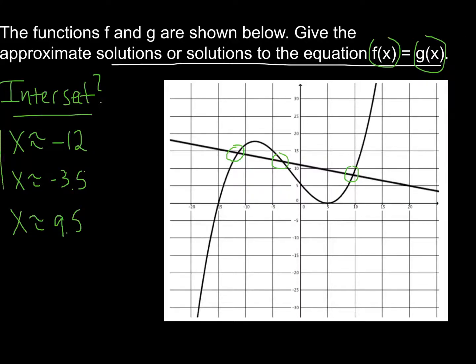And so the points where they intersect, where f of x and g of x are equal, is at approximately these 3 points. Notice that they didn't tell you which was f and which was g. It doesn't matter. We just know that we're looking for when they're equivalent, and that is when the two lines will intersect.